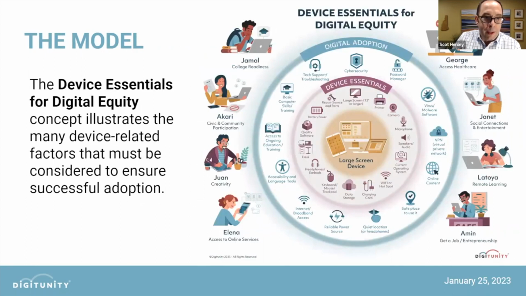So we've reached the point where here is the newly released Device Essentials for Digital Equity graphic from Digitunity, and it illustrates the many factors that must be considered to ensure adoption. We're going to dig into this in a moment, but this is available in our resource hub on our website at digitunity.org, or through the main nav at the top. Just click on our approach and you'll find that graphic in there as well.